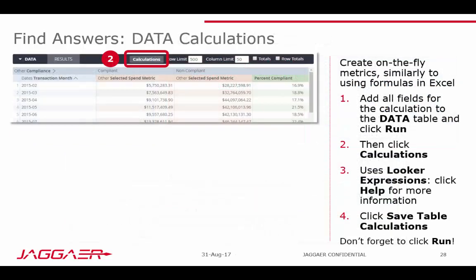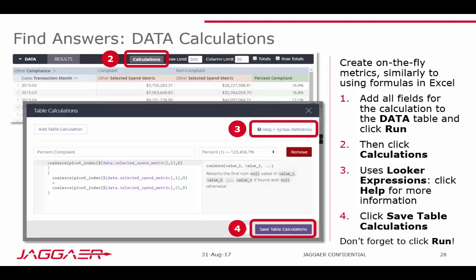You can also use the Calculations button at the top of the data pane to create on-the-fly metrics, similarly to using formulas in Excel. First, you need to add all fields for the calculation to the data table and click Run. You'll want to add in all of your dimensions and measures. Then click the Calculations button, and that will open up a window where you can use Looker expressions to create calculations based on that data.